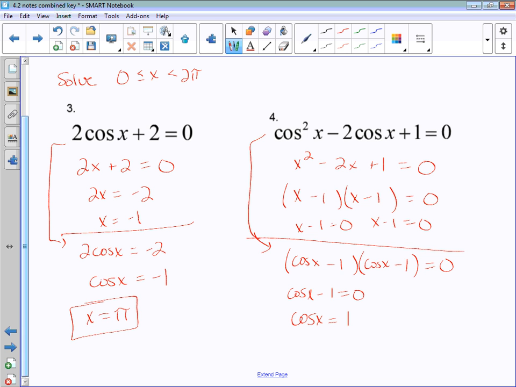You could have set both factors equal to 0, but aren't your factors the same? Well, do you need to do it twice to get the same answer? Remember in algebra 2, like a double root? Like a parabola that would just touch the x-axis once, where the vertex is on the x-axis. All right, Chris, I'll write it twice for you. Okay, still, when does cosine equal 1?